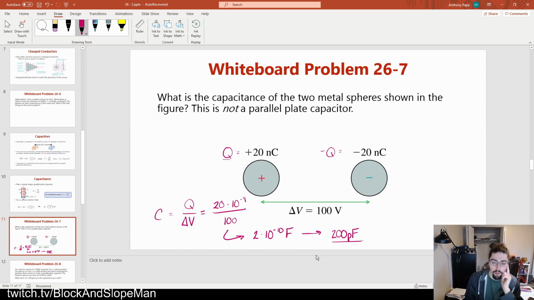Kind of like when we were dealing with a parallel plate capacitor, how we had positive eta and negative eta, but you just take eta, or Q over A of one of them. I just take the magnitude of one of the charges. But I do need to have the pair of them together.